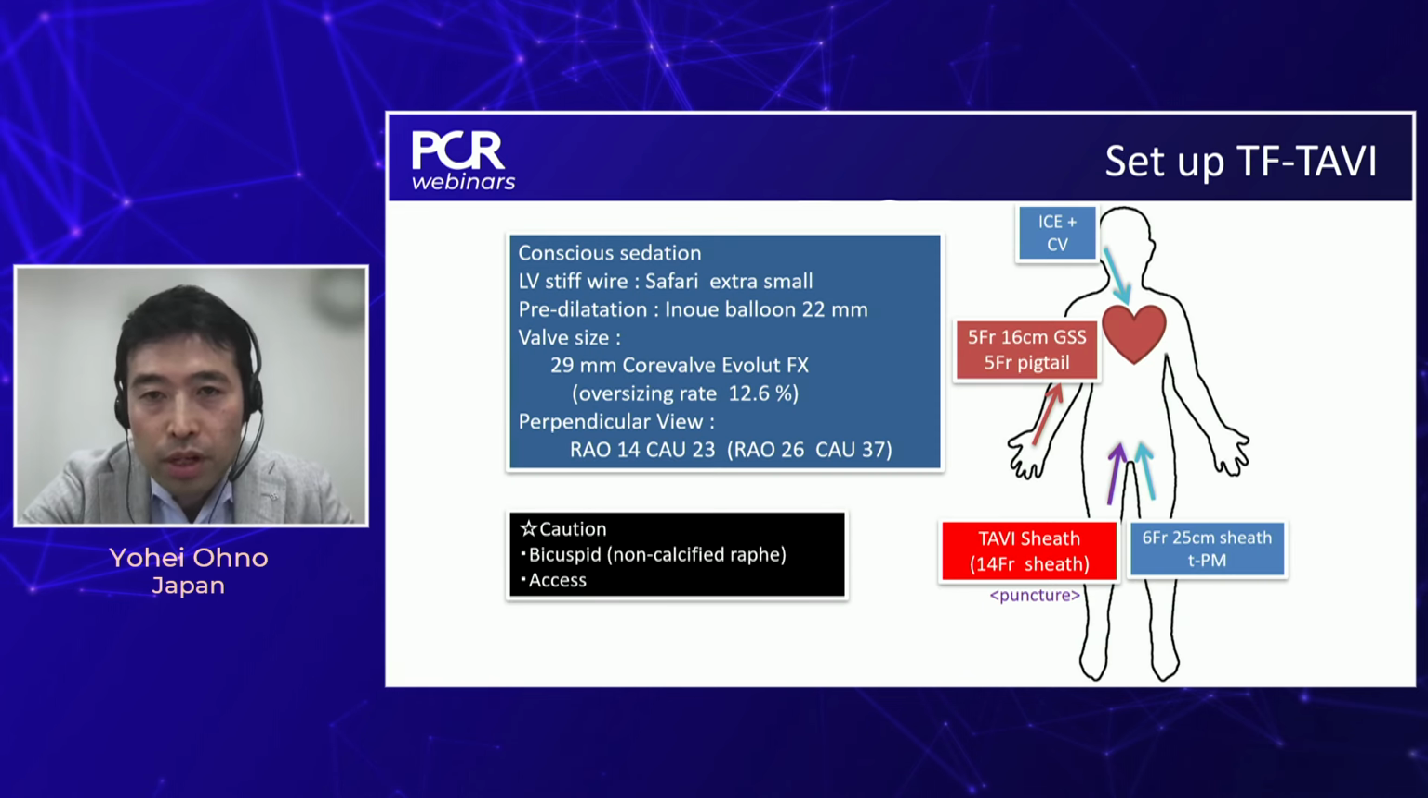So, based on the heart team discussion, the patient's age, elevated surgical risk, and so on, our heart team decided to go for transfemoral TAVI with conscious sedation, followed by pre-dilatation with a 22 millimeter balloon. We chose a 29 millimeter Evolut FX, although it was in the borderline range between the 29 and 34 millimeter Evolut valve. Since this is a very calcified bicuspid valve, we chose a smaller valve in this case.